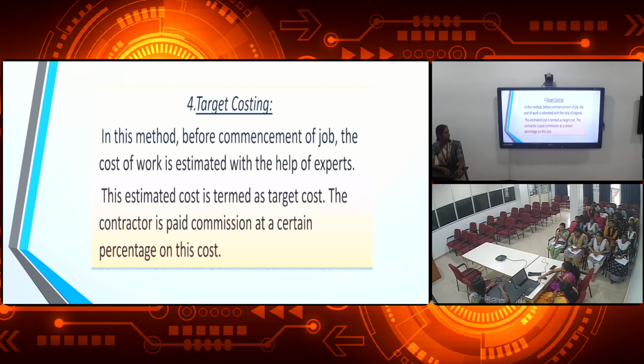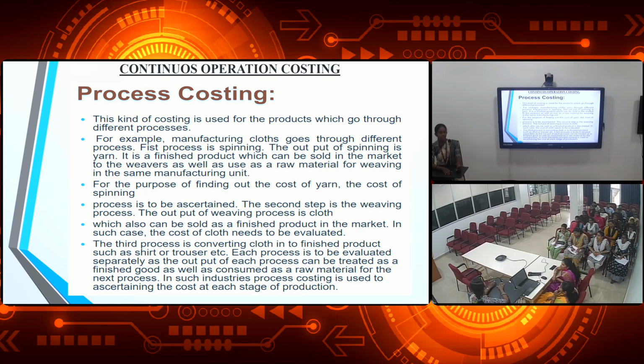Okay. And then the next one is continuous operation costing. We already saw there are two types of costing. What are they? The major division: specific order costing and continuous operation costing. In specific order costing, there are four types: job costing, batch costing, contract costing and target costing. Now we are going to see continuous operation costing. In continuous operation costing also there are four types. We are going to see what those four types are.